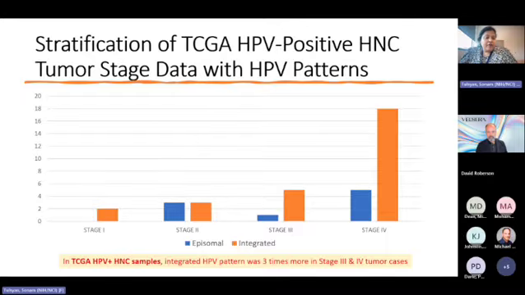We also stratified the TCGA HPV-positive head and neck cancer tumor stage data with HPV patterns, and we found the integrated HPV pattern was 3 times more common in stage 3 and stage 4 tumor cases. Unfortunately, presently we don't have the clinical stage data for our patients, so I couldn't correlate the HPV patterns which we noticed in our study with the tumor stage data.